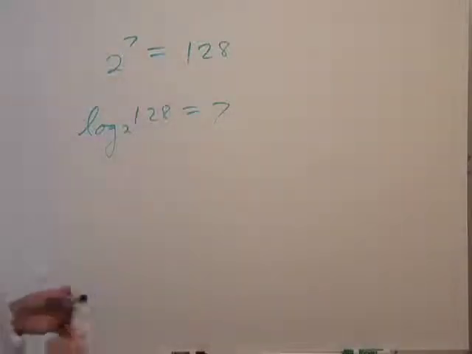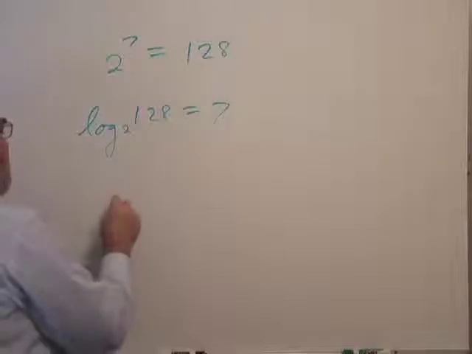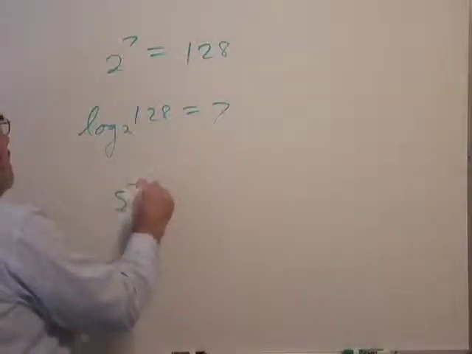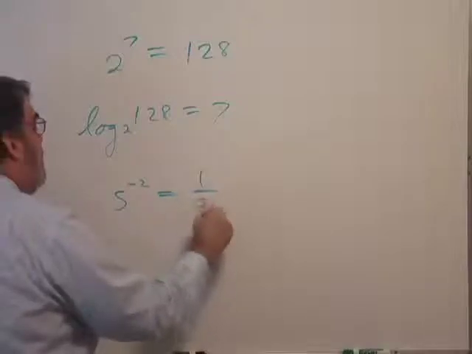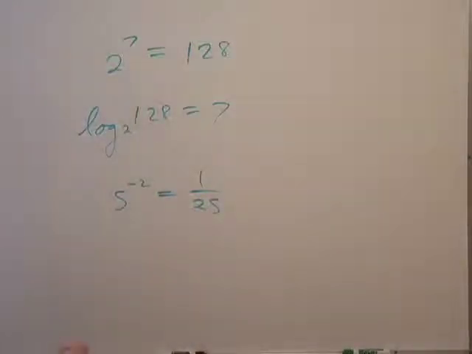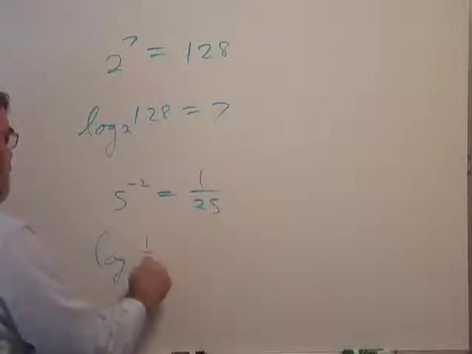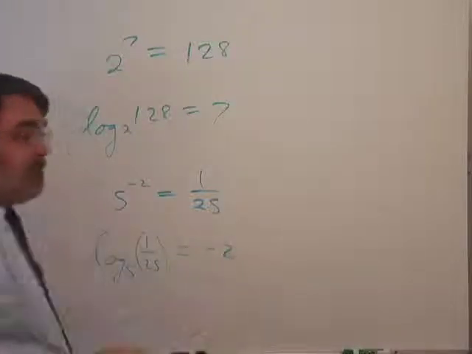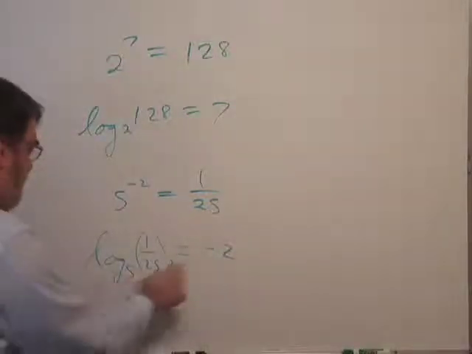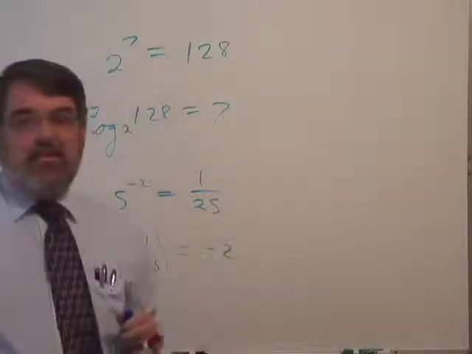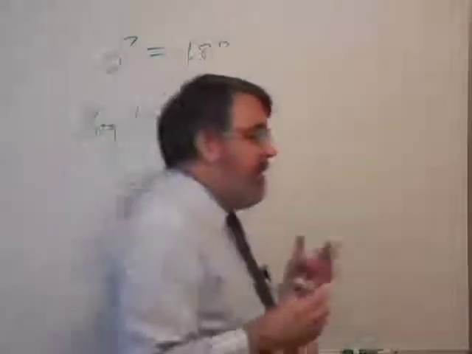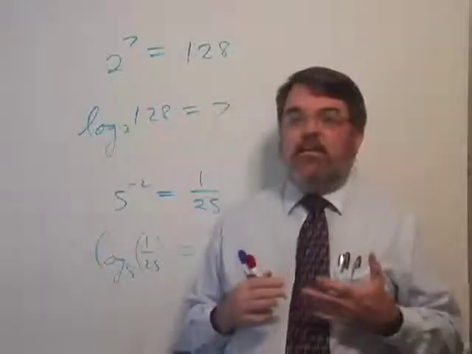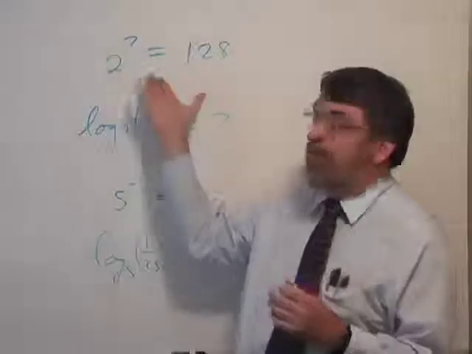Let's do another one. How about 5 to the negative 2 power is 1 over 25. Okay. So here we would want to use a base 5 logarithm. The log of this number, 1 over 25, base 5, equals negative 2. So again, you see that 5 raised to the minus 2 is 1 over 25. All right. So that's the idea, that we can convert an exponent form to a logarithmic form.